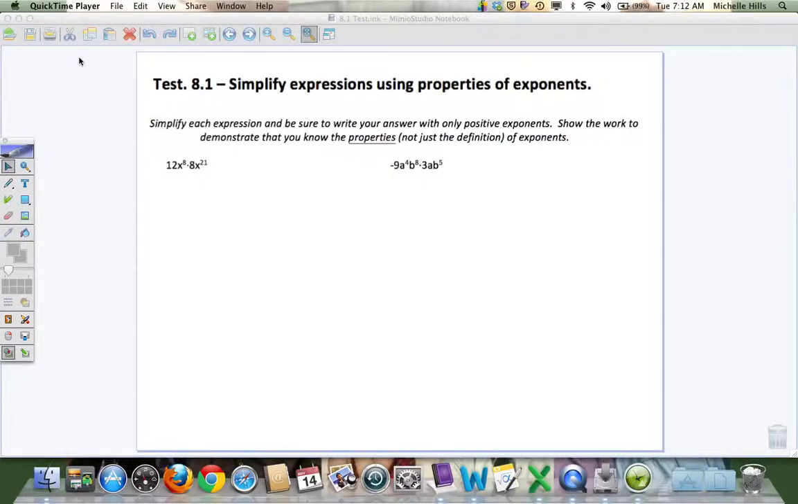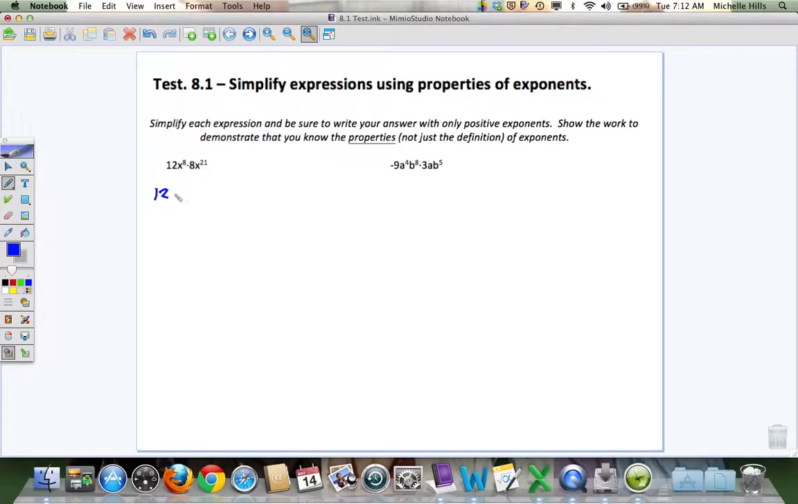Learning Target 8.1 is all about the properties of exponents. Now you can use the definition of an exponent to help you figure out what the properties are, but you need to show the work for the properties. So first of all, just multiplying two things together. I know that I need to multiply the 12 and the 8 together because it's multiplication between there. But now I need to figure out how to multiply x to the 8th times x to the 21st.